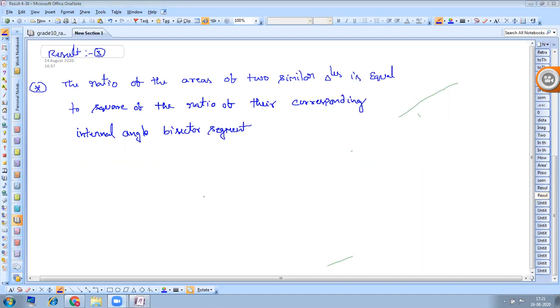Is it clear, guys? Based on the theorems, we will do some numericals. After this, we will do the Pythagoras theorem. After that, we will move to the numericals.